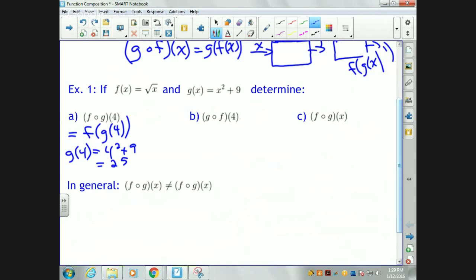Is that okay? Did I do that wrong? Yeah. Really? Oh, it's possible. So we just found that g at 4 was 25. So then we can use that 25 as the input to f. So then f at 25 is equal to the square root of 25. I didn't have quite enough room, which is plus or minus 5.